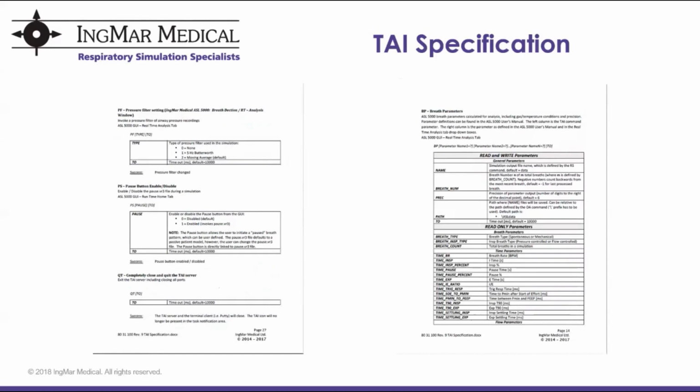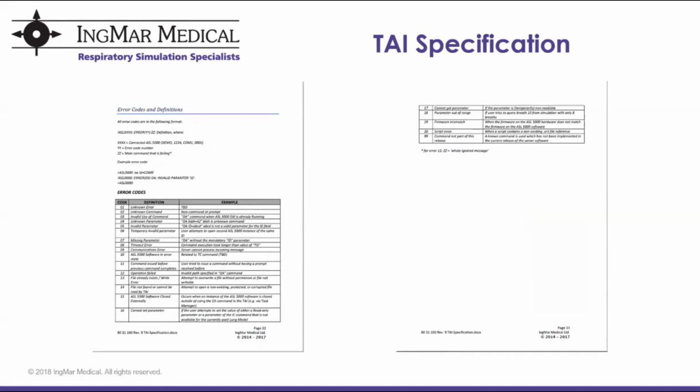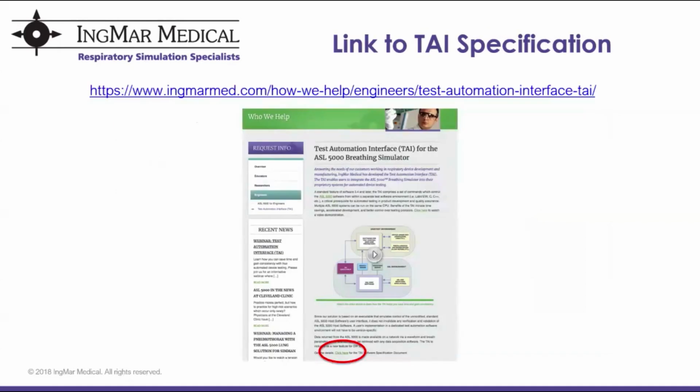In an effort to bring a correlation between the ASL software GUI and the TAI, we include a reference to where this control is used when working in the regular ASL 5000 GUI. For example, the ability to enable or disable a pause, or a passive patient running on the ASL, is visible on the Runtime Home tab in the ASL software. And of course, error flags for debug purposes. In all, the TAI performs most of the options available when using the typical ASL 5000 software. You can access the TAI specification document directly from our website to assure you have the most up-to-date version.